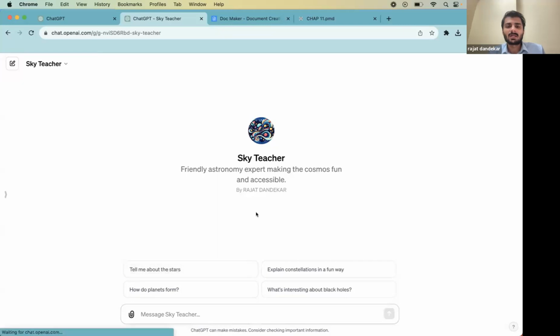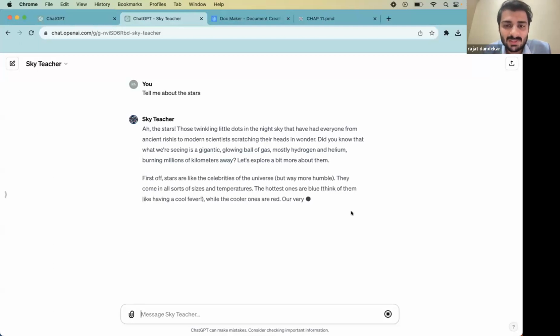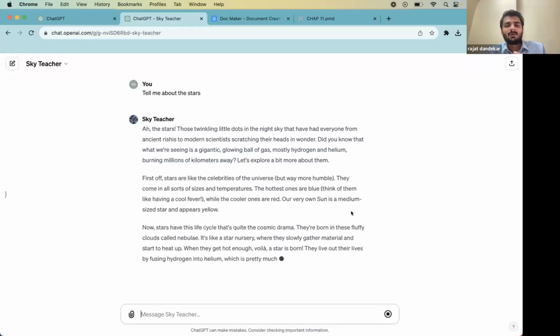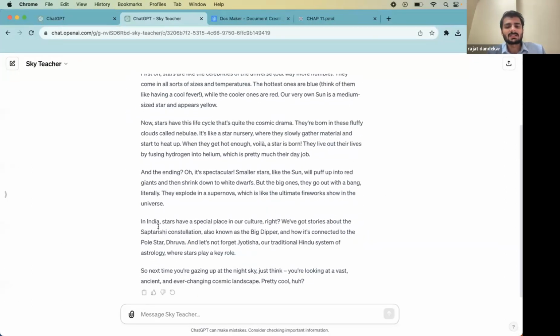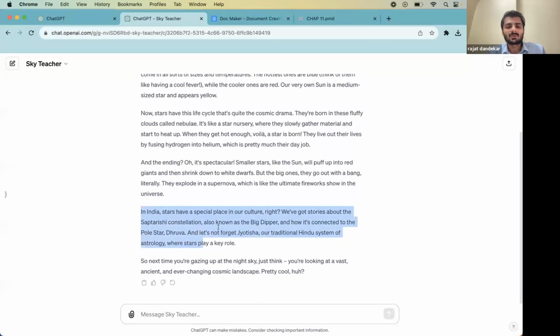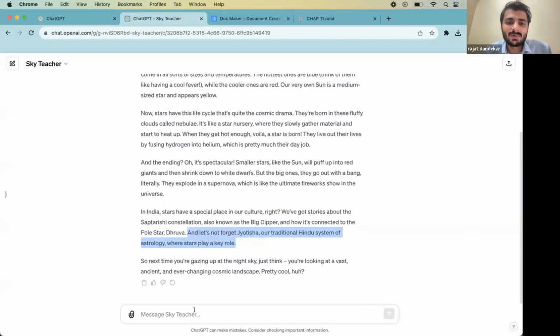So let's say I say, tell me about stars. Then Sky Teacher will say, these stars, those twinkling little dots in the night sky. And then however we have customized this GPT, it will give the answer. And you can see it has aligned it with the Indian context also. In India, stars have a special place in our culture, right? We have got stories about the Saptarshi constellation, also known as the Big Dipper, and how it's connected to the pole star, which is the Dhruva Tara. Let's not forget Jyotisha, the traditional Hindu system of astrology, where stars play a key role. So I can ask this Sky Teacher anything, and it will give me all the information about constellations.